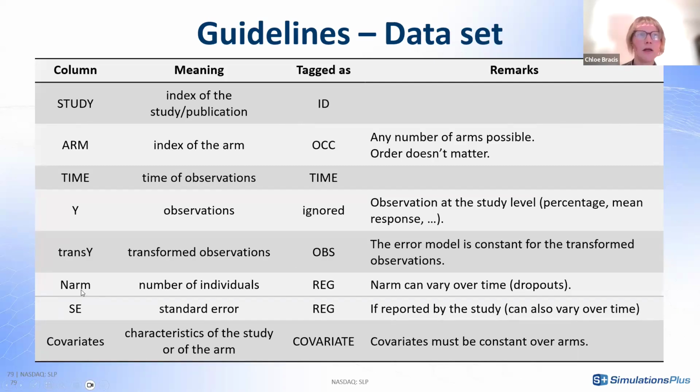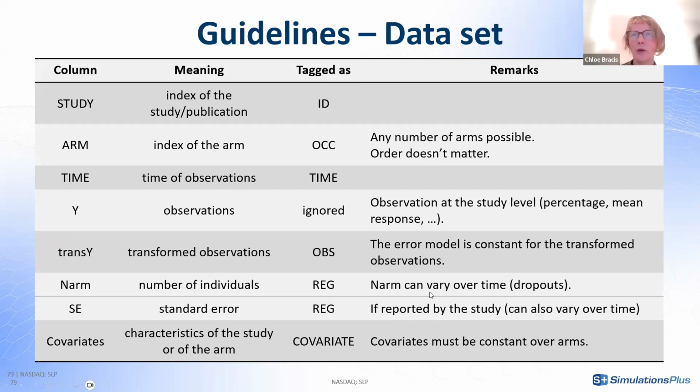Then we can have columns for the number of individuals in an arm or the standard error. It's not required to have the standard error. If that's reported by the study, it's good to use it because that avoids the assumption that the standard deviation is the same across studies, of just estimating that single variance for the residual error model. But we can certainly just do the weighting by the number of individuals. And in either case, we want to tag this as a regressor. That way we'll be able to use this column in the structural model.